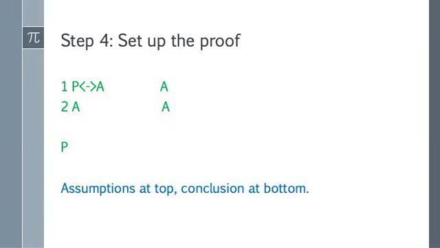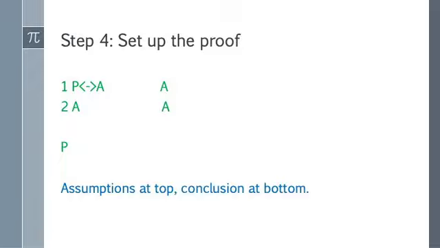From your sequent, set up your proof. Remember, your assumptions go at the top, the conclusion is at the bottom. So P double arrow A and A, those are the assumptions given in your sequent. They're just justified by the letter A, for assumption, right? And then your conclusion goes to the bottom. So you have to think, how do I get to the P at the bottom? That is the conclusion of this argument.